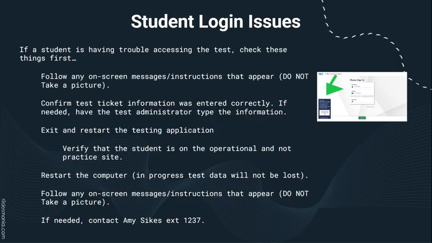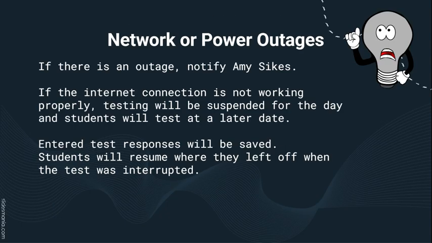If there is an error message on the screen, follow the instructions that are provided. Do not at any time take a picture of the error message because you are in the secure part of the testing platform. If needed, feel free to call or send me a text message. Please notify me immediately if there is a power outage. If the outage will last more than a few minutes, testing would be suspended for the day.